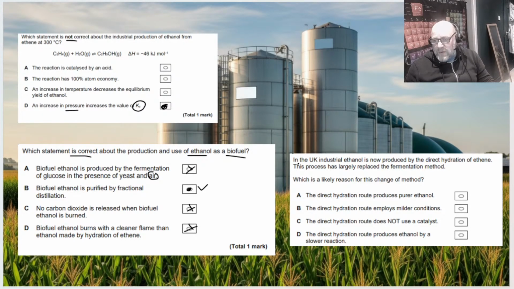Right, in the UK, the industrial ethanol is now produced. It's actually illegal to make alcohol at home and then sell it. I believe that's illegal, but not illegal to make it at home and drink it, or bathe in it, whatever suits your fancy. In the UK, industrial ethanol is now produced by the direct hydration of ethene. This process has largely replaced the fermentation method. What is the reason?